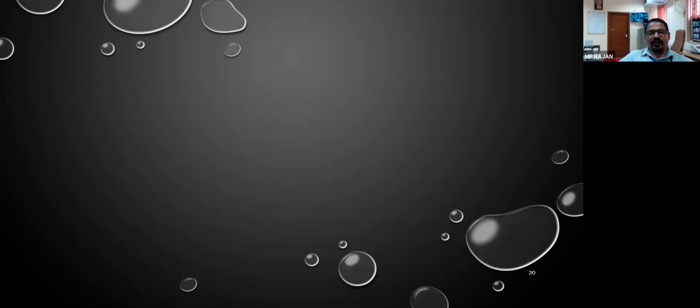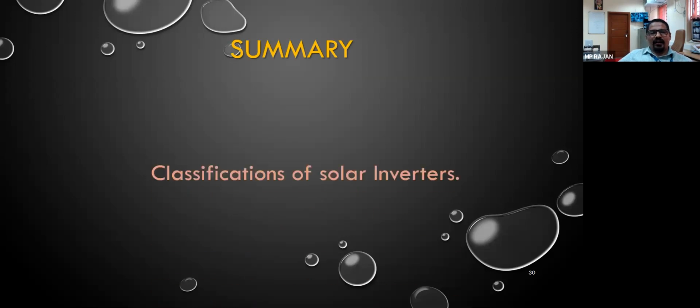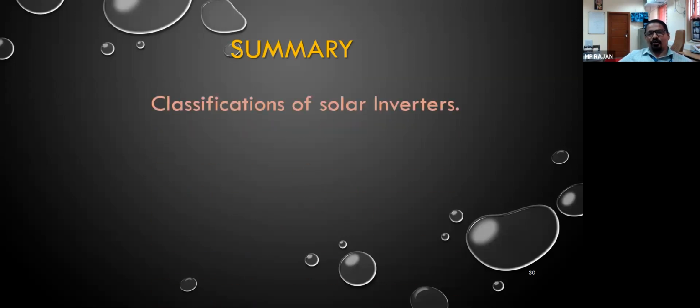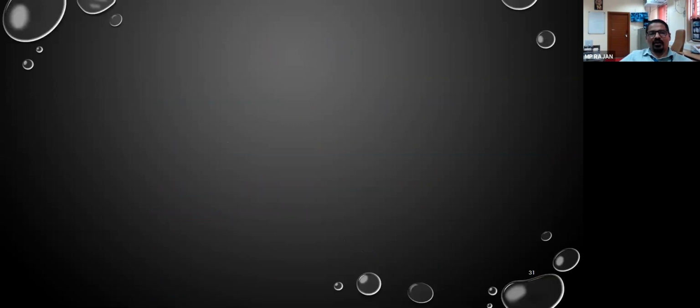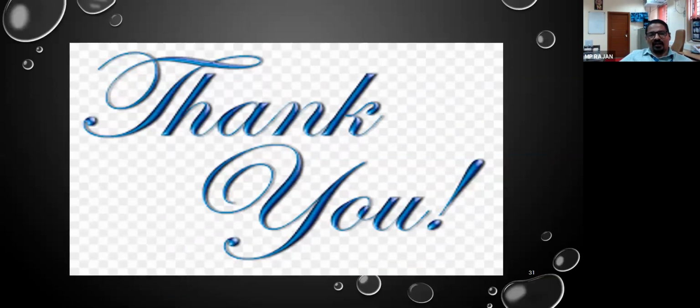Some people responded. So today we have studied the classification of solar inverters. This is mainly because of the solar power system, on-grid and off-grid systems. Then we have seen the working of a solar inverter. Then we have discussed the various types of solar inverters based on the working principle, how the solar inverter works and what the operation of the solar inverter is. I hope you understood all these things. In the next class, we'll see about storage batteries, which are used in the solar system. Okay, thank you very much.